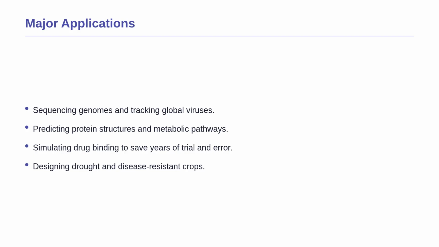In pharmaceutical research, it is heavily used in drug discovery to simulate how a medicine might bind to a disease-causing protein, saving years of expensive trial and error. Furthermore, it is used in agriculture to design crops that are resistant to drought and disease, directly impacting global food security.